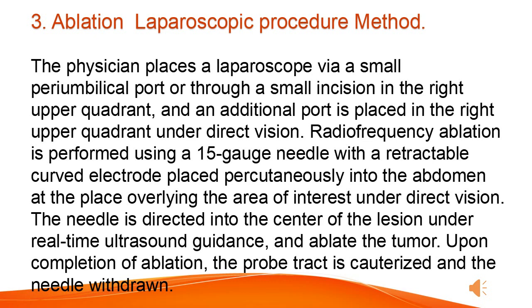Ablation laparoscopic procedure method. The physician places a laparoscope via a small periumbilical port or through a small incision in the right upper quadrant, and an additional port is placed in the right upper quadrant under direct vision. Radiofrequency ablation is performed using a 15-gauge needle with a retractable curved electrode placed percutaneously into the abdomen at the place overlying the area of interest under direct vision.